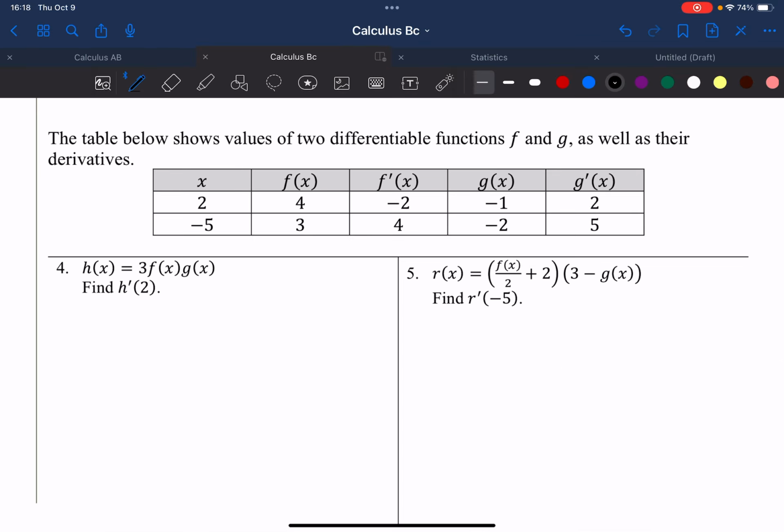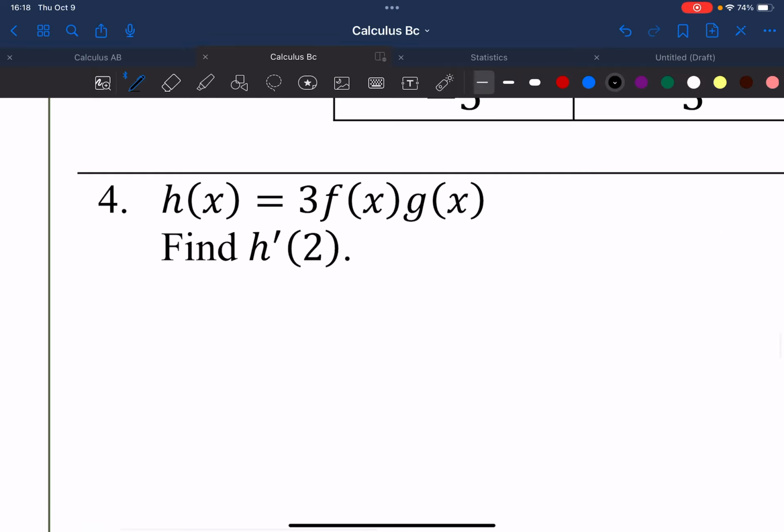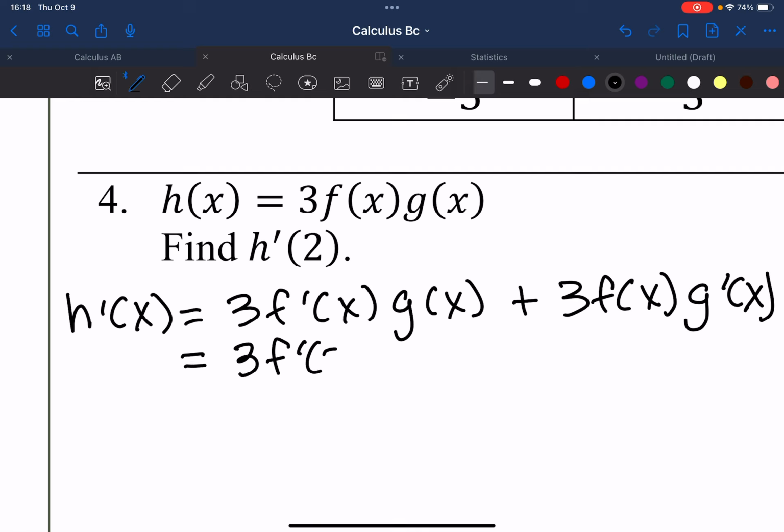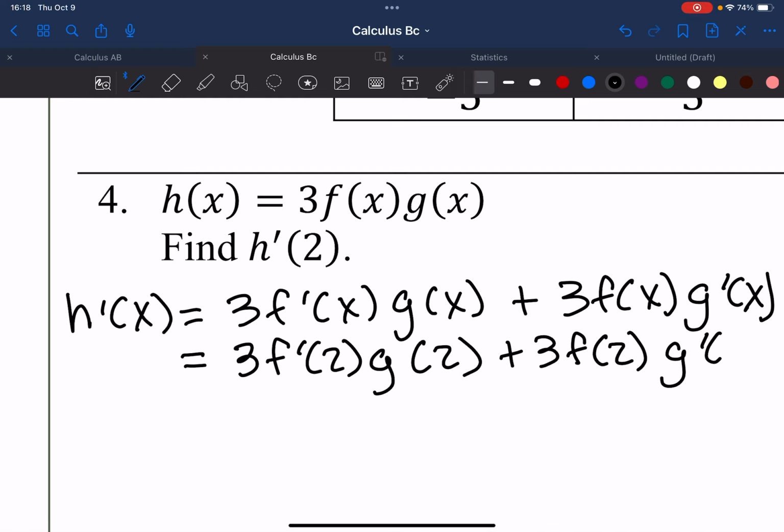Now it says the table below shows values of two differentiable functions f and g as well as their derivatives. It wants us to find h prime of x, or in other words, the derivative of h of x at 2. Well, we know that h prime of x is equal to 3f prime of x g of x plus 3f of x times g prime of x. And since we're solving at x equals 2, this is 3f prime of 2 g of 2 plus 3f of 2 g prime of 2.